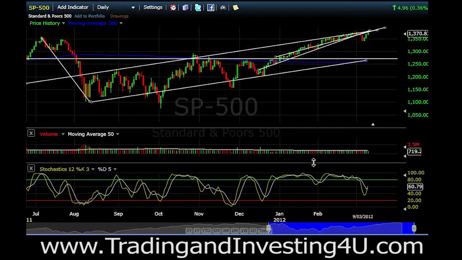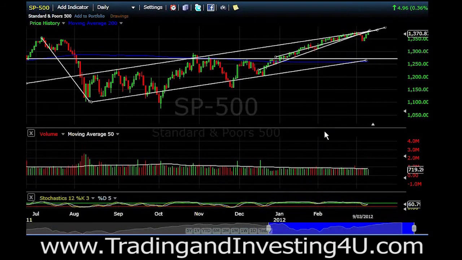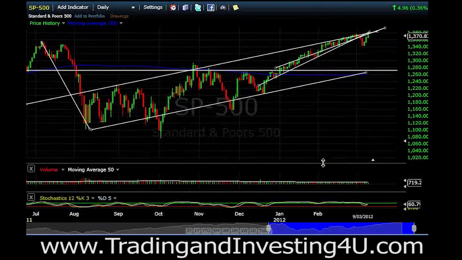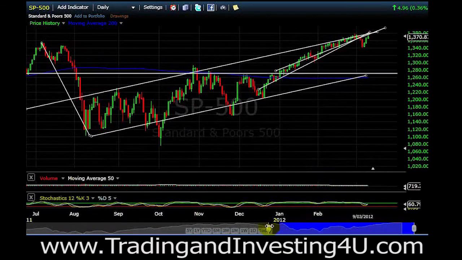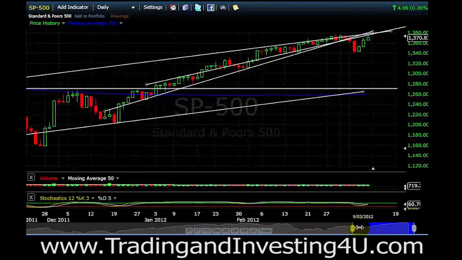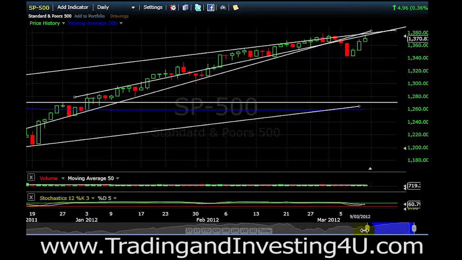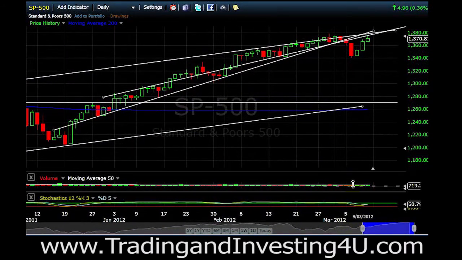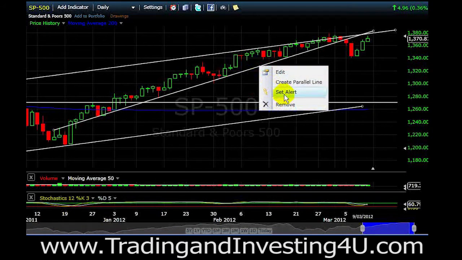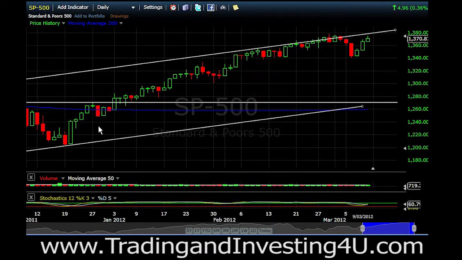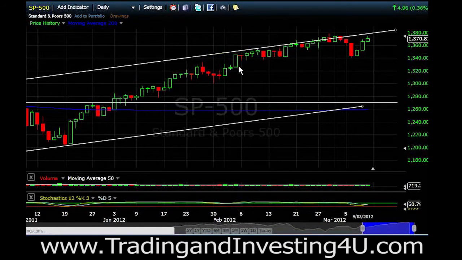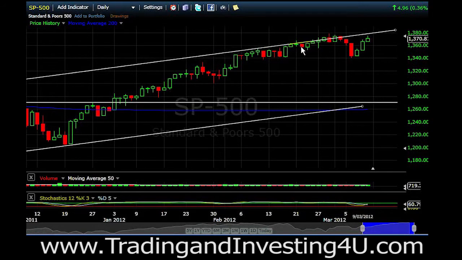Now, if I pull my stochastic down, and pull my volume down, and zoom in here, there we go. We can actually see a few interesting things. One, we can see that we've had a massive run to the high side. If I just delete these trend lines for a minute, I'll bring them back up soon. We've had a massive run to the high side, slowly stepping up, slowly stepping up. But now the market's run up, pulled back, and now it's running up again.